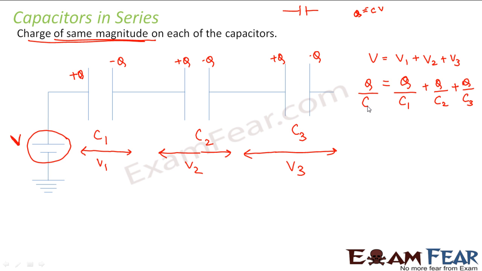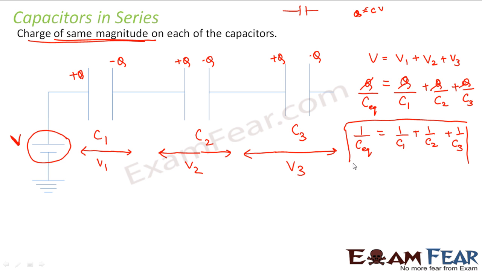So V is Q divided by C, where C is the net capacitance of these three capacitors. We call this the equivalent capacitance of the circuit. I do not know the net capacitance of the circuit yet. From this, all the Q will get cancelled and we get 1 by C equivalent is equal to 1 by C1 plus 1 by C2 plus 1 by C3. This is how we can calculate the equivalent capacitance of capacitors connected in series.